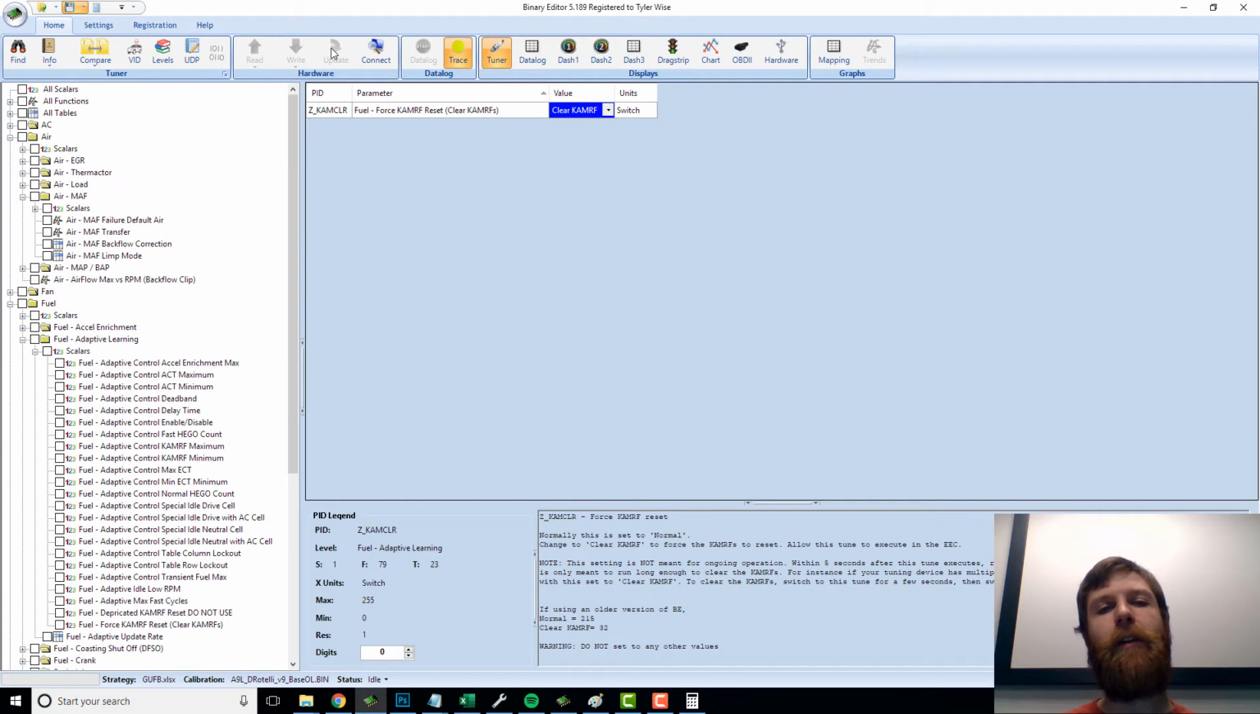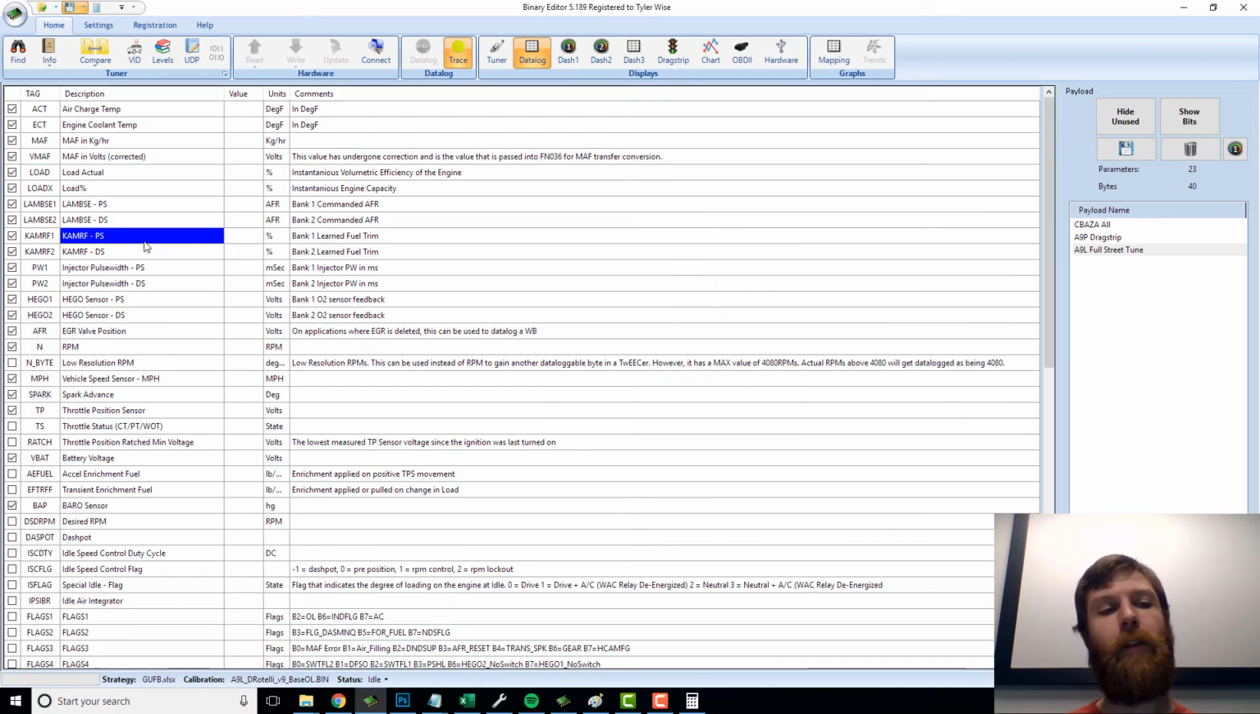And immediately after you start the car, while it's running, switch this from normal to clear KAMRF and hit the update button. Update is something you can do anytime the car's running. If you make like one change in your tune and you want to just load that one parameter change without having to stop the car and reload the whole tune, you could do this anytime you want. So you have real-time updates while the car's running, which is very cool on the QuarterHorse.